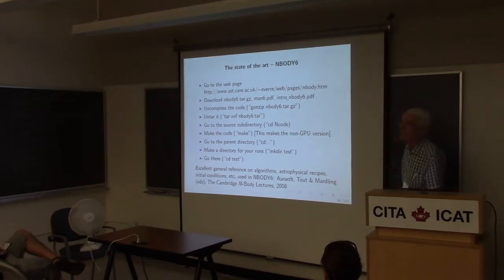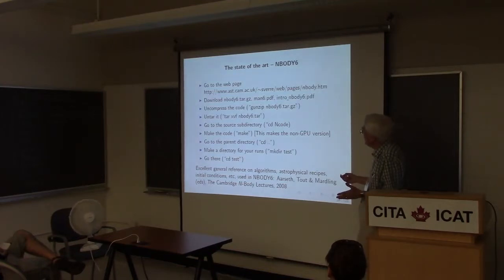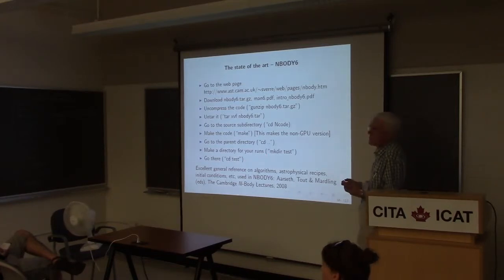And then the state-of-the-art, NBODY6. I say this because it is considerably faster than Starlab. I think it's slightly more inconvenient to use, and the output is certainly more inconvenient to extract, but nevertheless, for its simple speed, if you're doing very, very large simulations, for example, it's unbeatable. Again, you just have to download the code in various bits, plus a little bit of documentation. You uncompress it, you untar it, you go to one of the subdirectories, you make it, you go back, you go to a test directory for your runs, and then I'll give you an example of how to set a run going in just a minute or two.